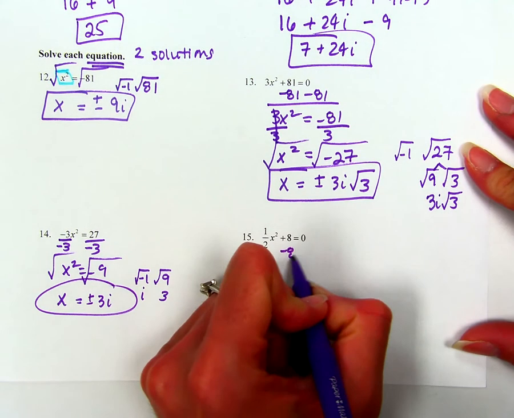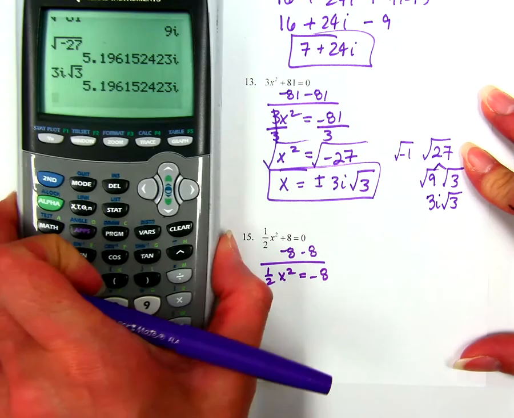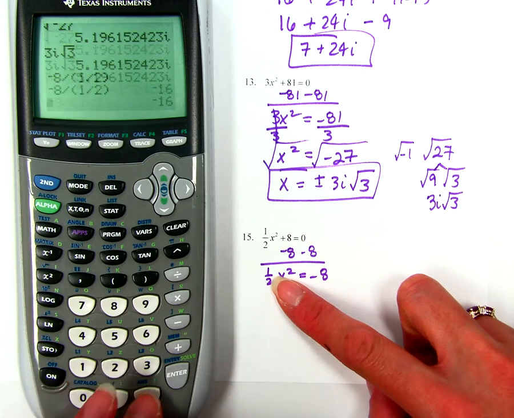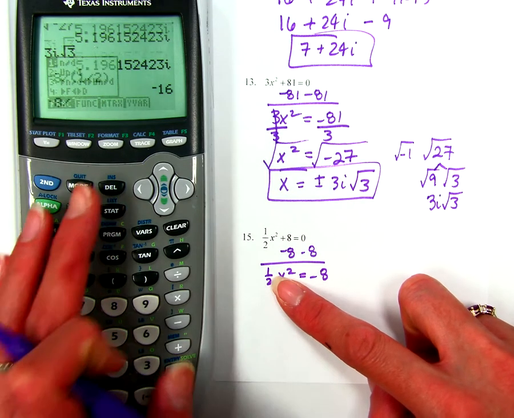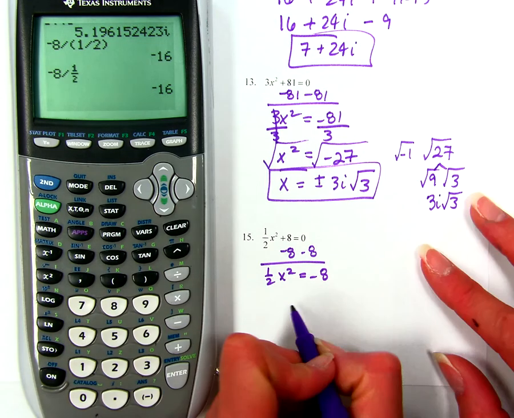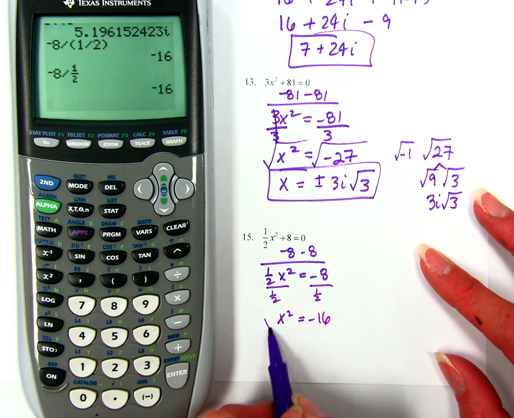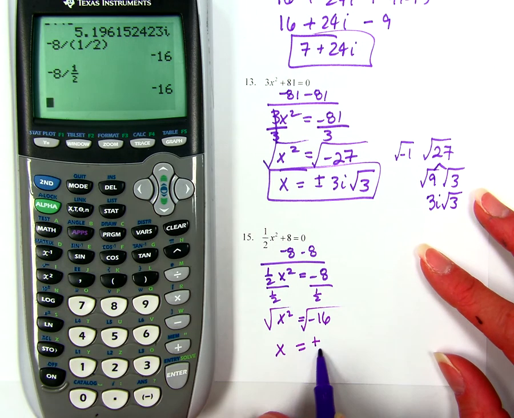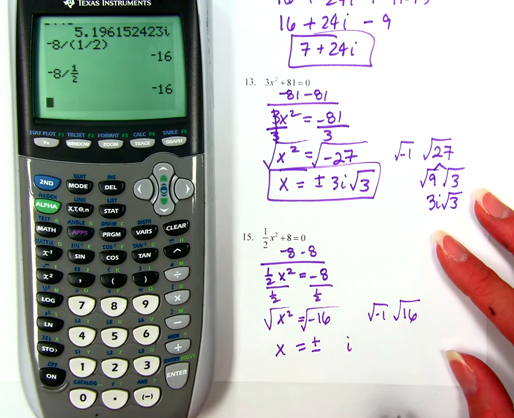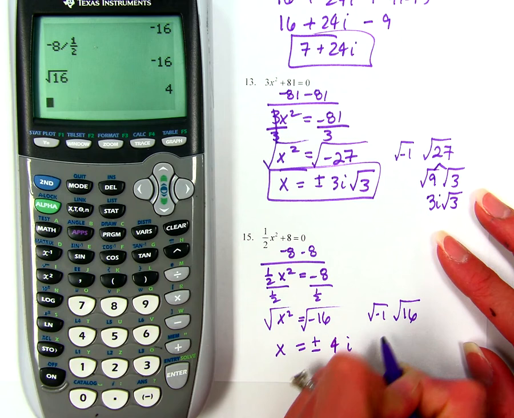Okay, last problem. I'm going to subtract the 8. And I have 1/2 x squared equals negative 8. Now, if I do negative 8 divided by a half, you either have to put it in parentheses or divide by a fraction. Oops. Okay, so make sure you get negative 16 for this problem. So x squared is equal to negative 16, and I'm going to take my square root. So I know I'll have plus or minus. Anytime I take the square root of a negative, I know I'll have i in my answer. And what's the square root of 16? It's 4, so it's plus or minus 4i.